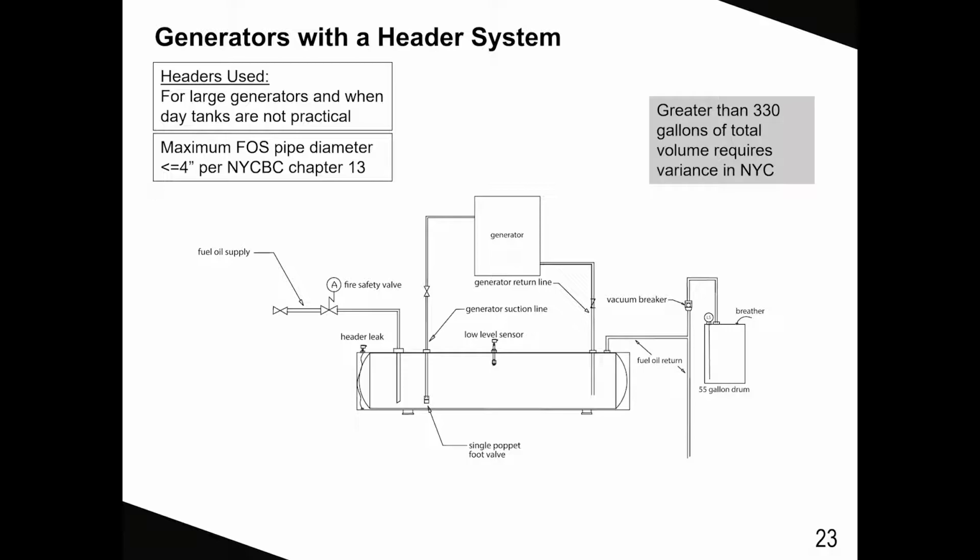So, John, is there any code requirement around that low-level switch there? Yes, there is, Ed. That switch is allowed to turn the pumps on only if the generator is in operation. So if the generator is off and they drained out the tank, the pumps will not start to fill that header. Well, that makes sense.